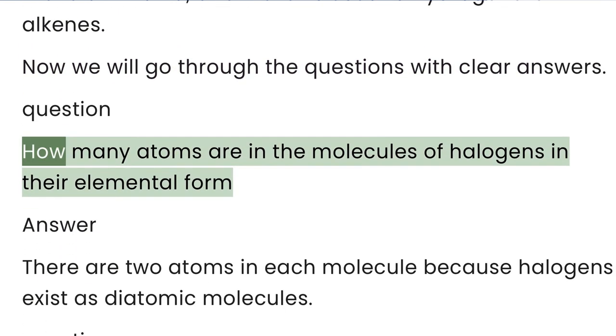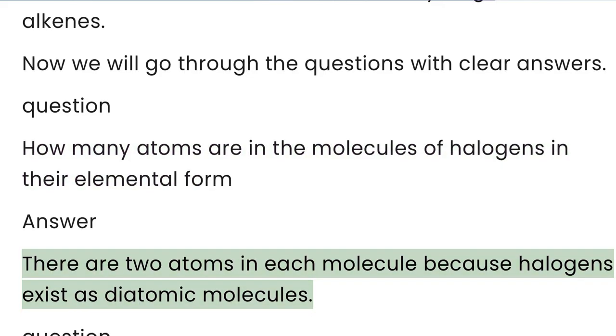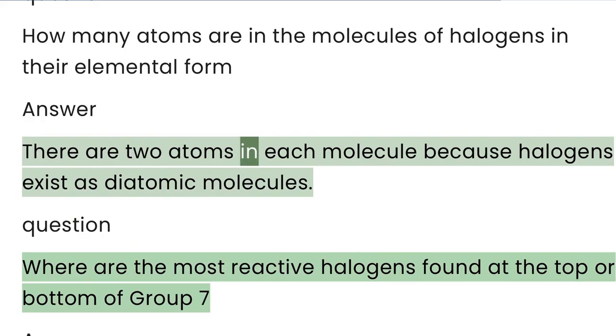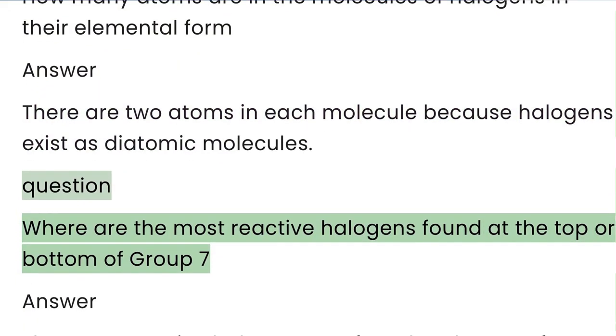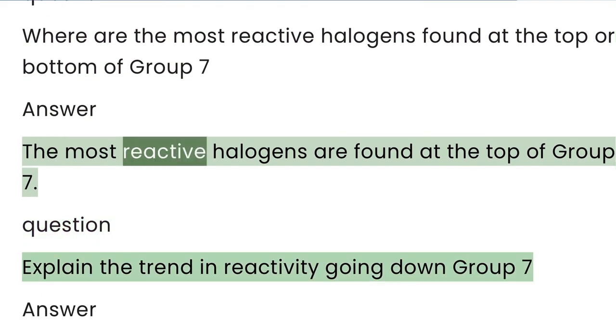Question: how many atoms are in the molecules of halogens in their elemental form? There are 2 atoms in each molecule because halogens exist as diatomic molecules. Question: where are the most reactive halogens found, at the top or bottom of group 7? The most reactive halogens are found at the top of group 7.